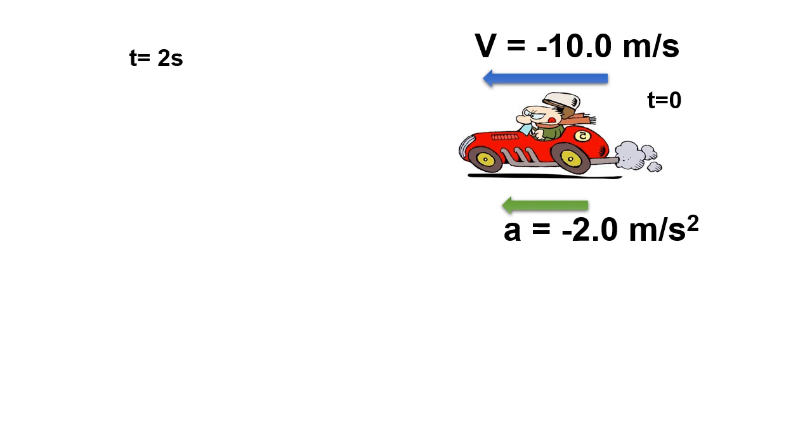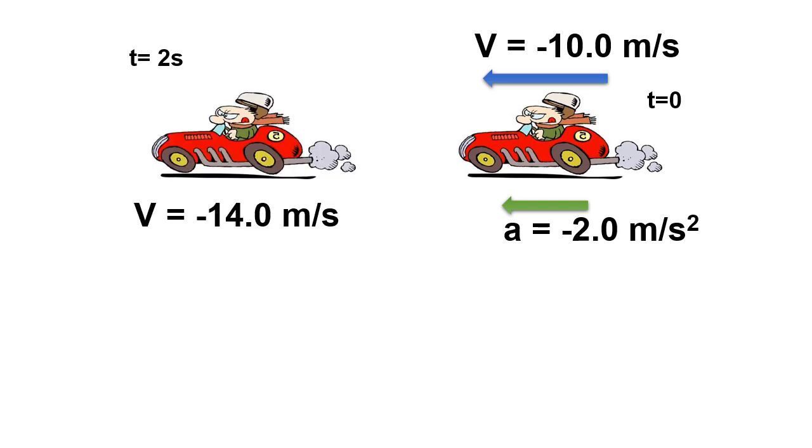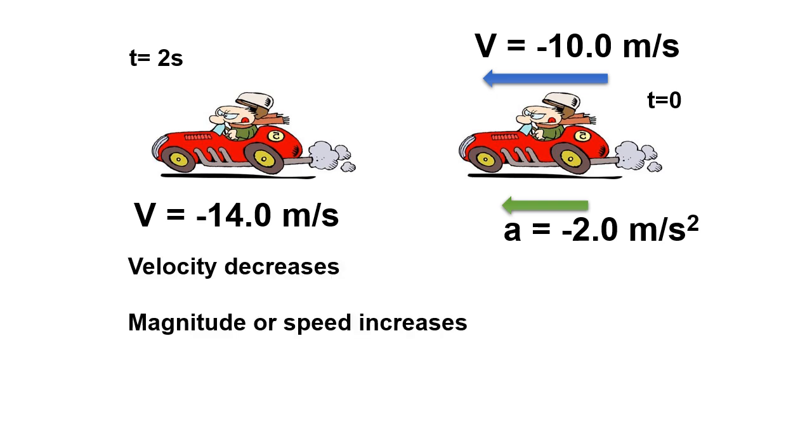Look at here. After 2 seconds, what happens? Every second it is going to change by 2 meter per second, so after 2 seconds it will be minus 14 meter per second. Every second it changes by minus 2, so the velocity decreases since it is negative. So velocity decreases, but it is important to note that the magnitude or speed is actually increasing.